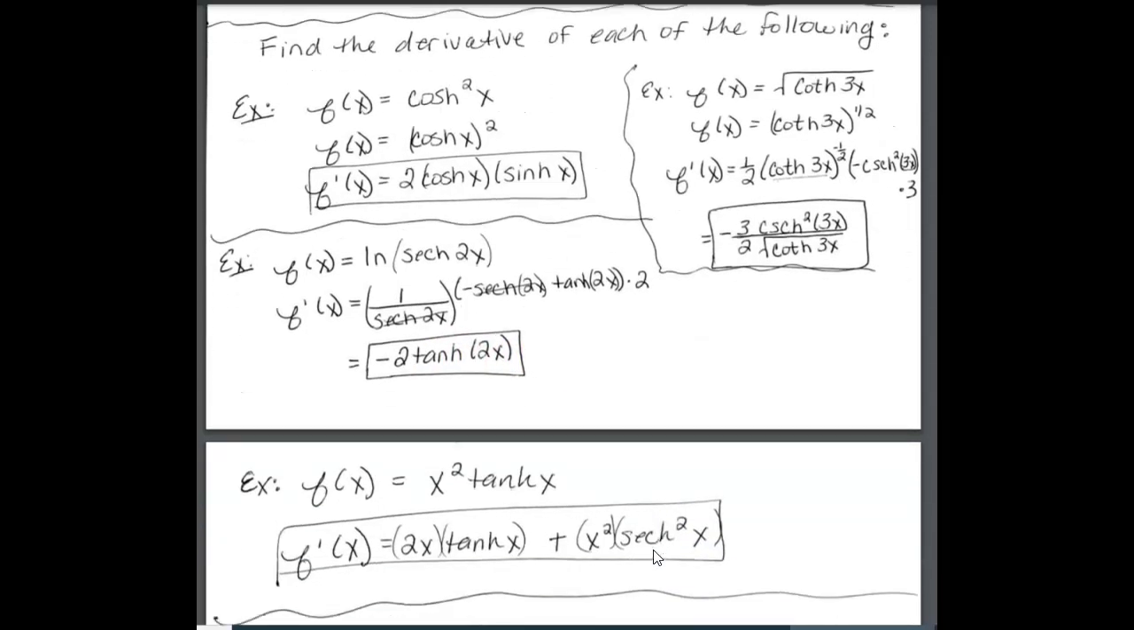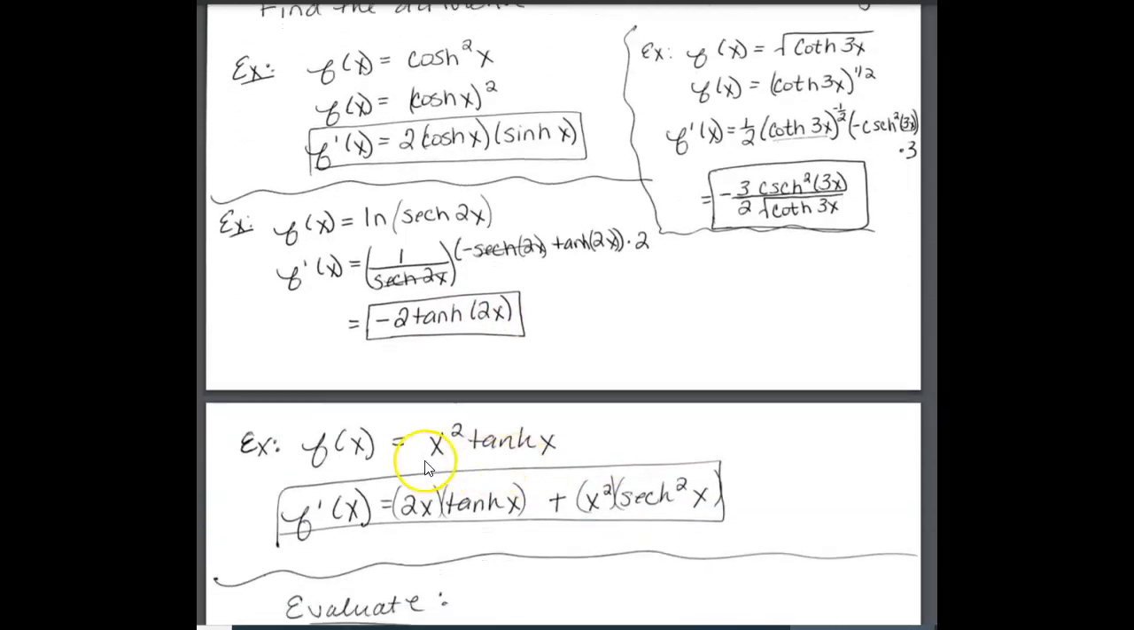Okay, one more derivative. Here, x squared times hyperbolic tangent of x. This time it's not a chain rule, but it's a product rule. So the first function is x squared times hyperbolic tangent of x.